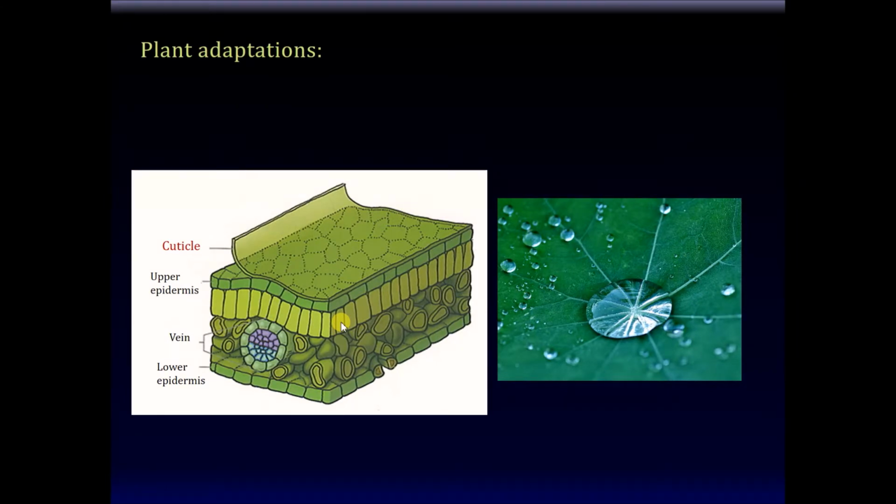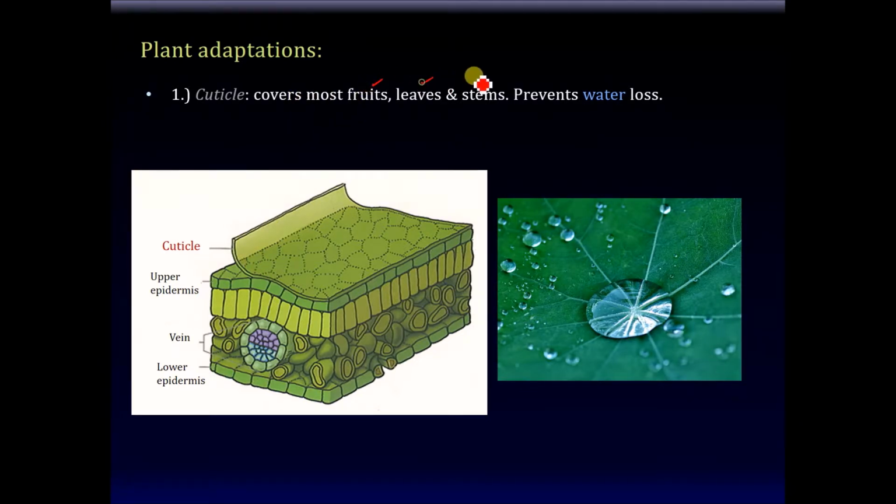So here it is, cuticle. Cuticle is a waxy covering on plant surfaces. It covers most fruits, leaves, and stems, and it's a waxy coat which prevents water loss. Now the plant roots absorb the water. How hurtful it would be, so to speak, for plants if they absorb the water and it just dries out in the sun, right? But the cuticle prevents that. So this was one very important adaptation that plants made, and it also makes them look pretty in a way.